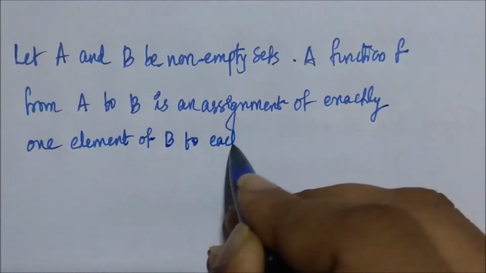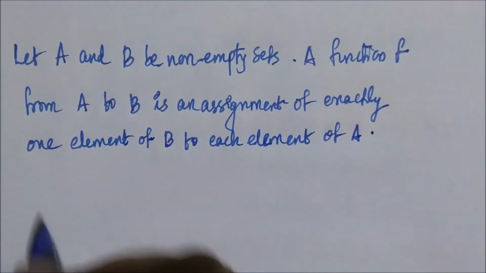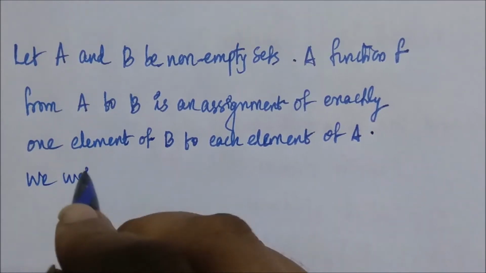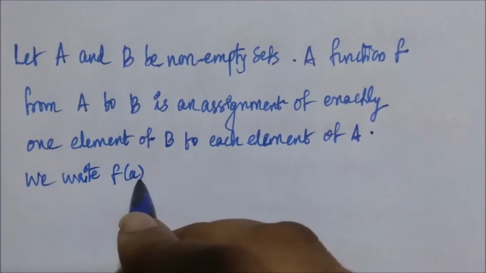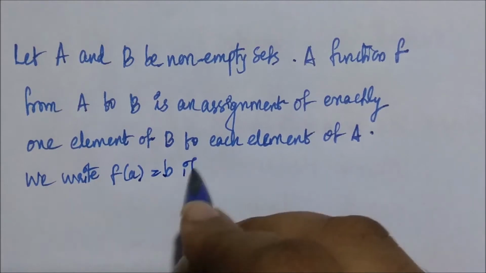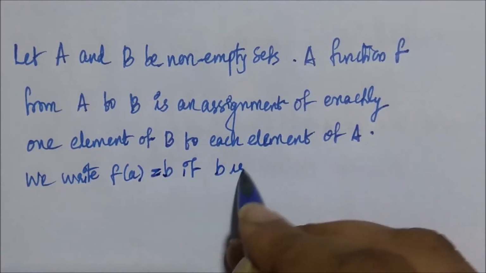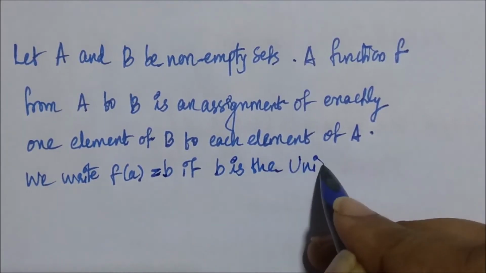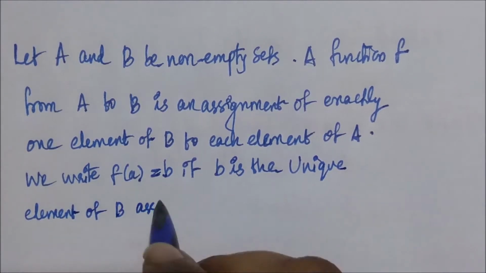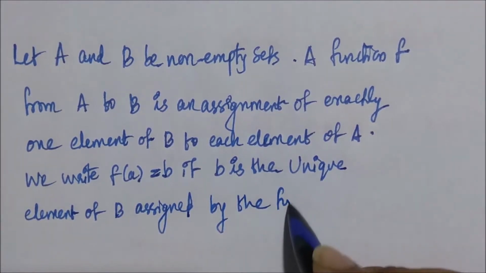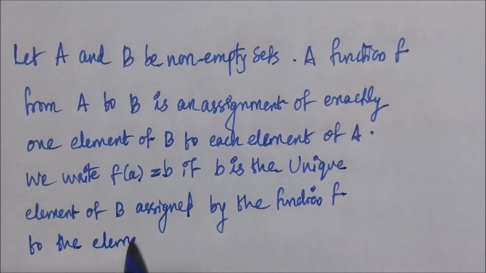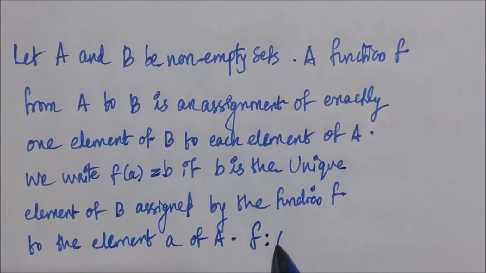So we call a function from A to B an assignment of exactly one element of B to each element of A. And we write f(a) = b if b is the unique element of set B assigned by the function f to the element a of the set A. The function from A to B is denoted this way.